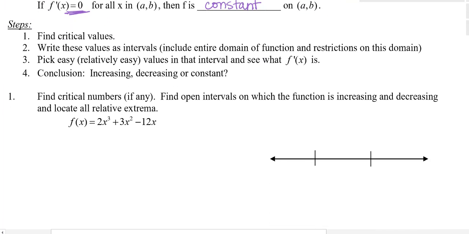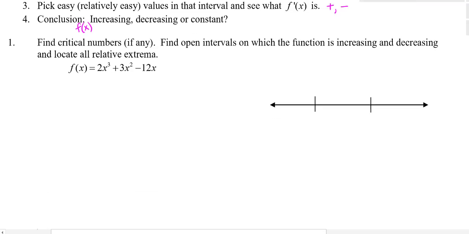So I wrote out the steps here. We're going to go through these steps and identify what each of them means and how we do them, but we will find critical values, which you should have done prior to this section. We will write them as intervals and include the entire domain of the function and restrictions on that function's domain. Then we'll go ahead and pick relatively easy values in that interval to see what f prime of x is, and by that I mean positive or negative. And then we make our conclusion. Is our original function increasing or decreasing, or if we do get 0, constant? Okay, so let's take a look at this first example.